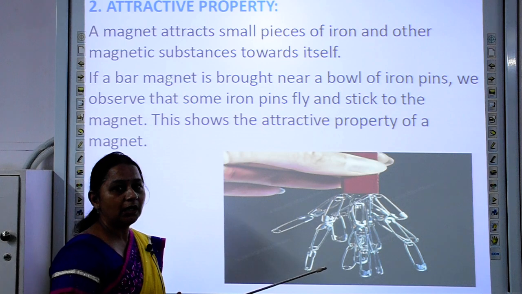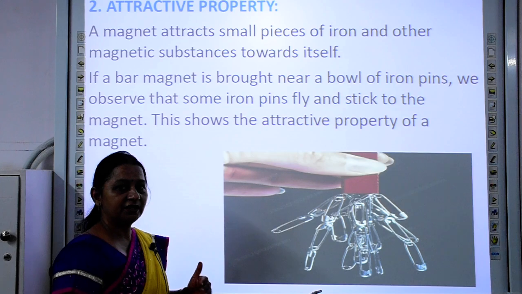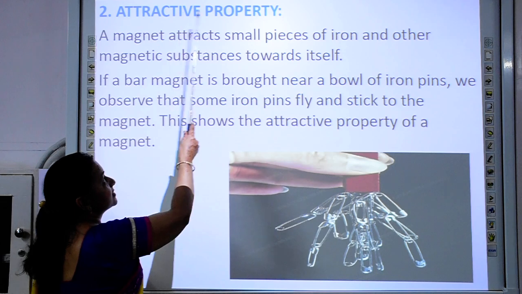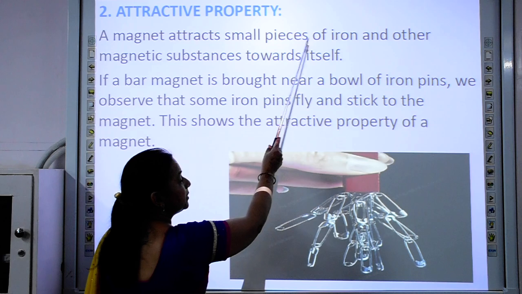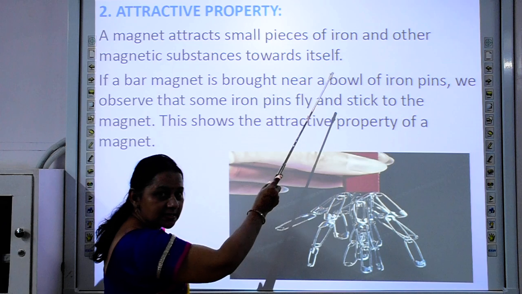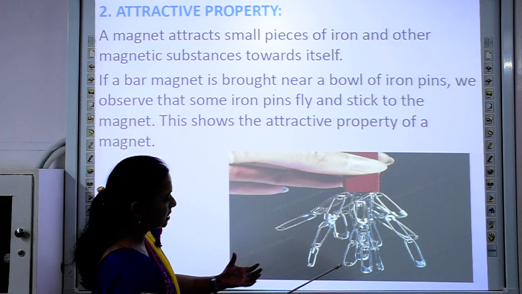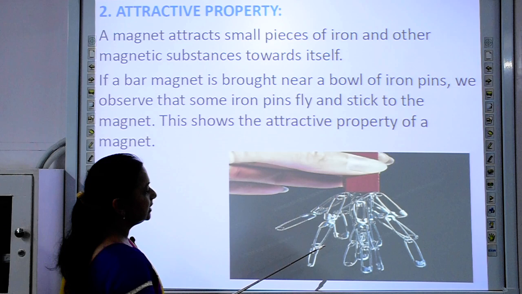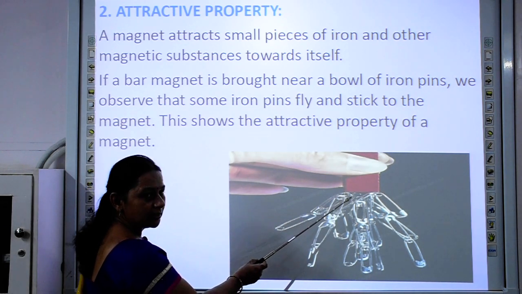Now, our next property of the magnet is the attractive property. The first property that we did was the directional property. The second property of a magnet is the attractive property, and according to this property, a magnet attracts small pieces of iron and other magnetic substances towards itself. As you can see in the picture here, if a bar magnet is brought closer to a bowl having iron pins in it, you see that these iron pins fly up in the air and stick to the magnet.